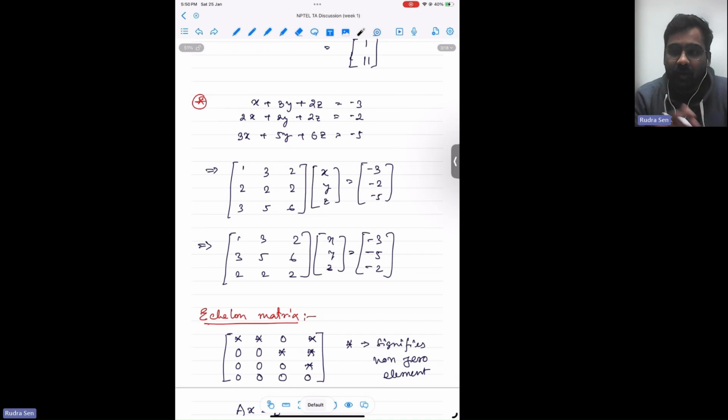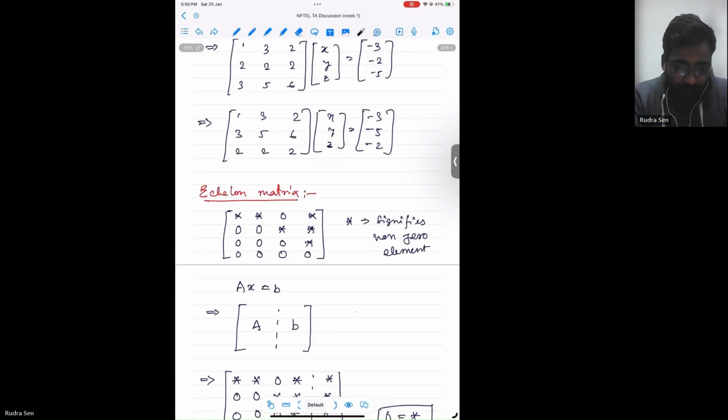Exchange of rows, or multiplication of a row by a scalar, then addition with the multiplication of a row by a scalar, and then addition or subtraction with another row, does not change the solution of the system of equations. So basically, exchanging of rows does not have any effect on the system's solution.